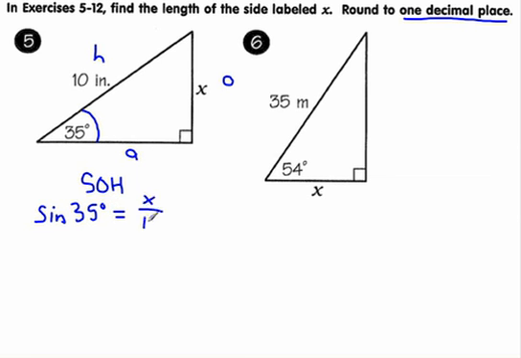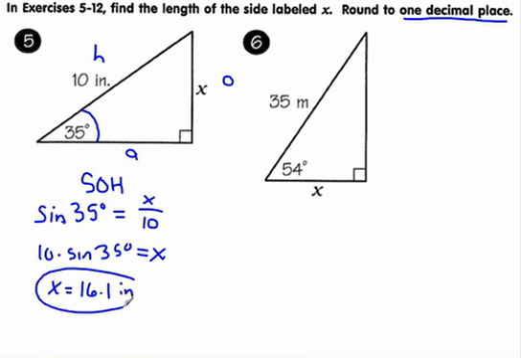This takes us to the place that we had with problems 1 through 4. All we have to do is cross multiply, always multiply by whatever's in the denominator. So that'd be 10 times the sine of 35 degrees, and that should equal x. In this case, when we put this into our calculator, we would get x equal to 16.1 inches when we round to the nearest tenth. I think it's really important here to have the inches. The inches are really what's telling us how long this length is.